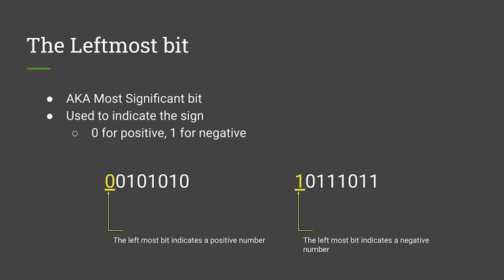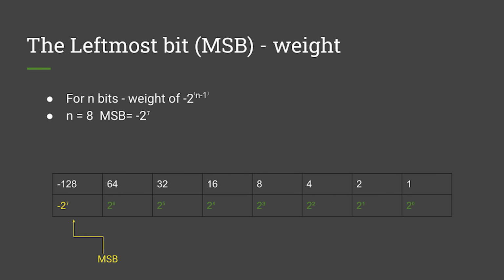In this method, we reserve the leftmost bit, also known as the most significant bit, to indicate the sign of the number. 0 for positive numbers and 1 for negative numbers. So simply looking at these two binary numbers, we can easily tell which one is negative and which one is positive. For n bits, the sign bit has a weight of negative 2 to the power of n minus 1. So if we have 8 bits, the leftmost bit has a weight of negative 2 to the power of 7, which is negative 128. When this leftmost bit is active, it switches the number to negative.